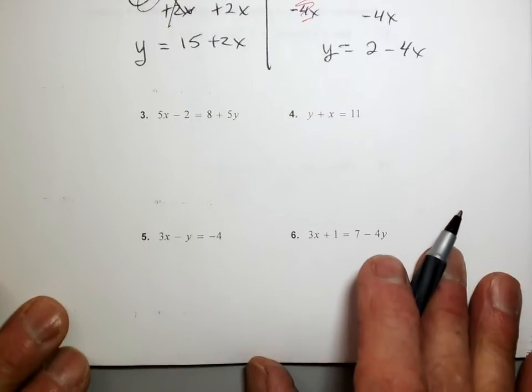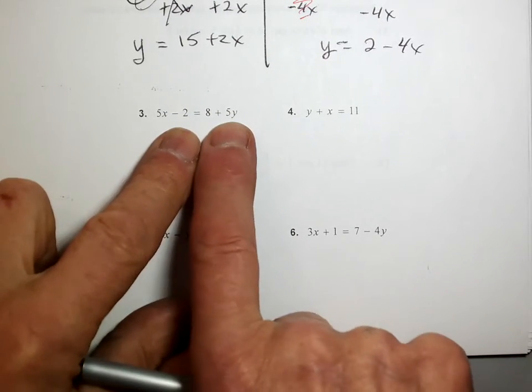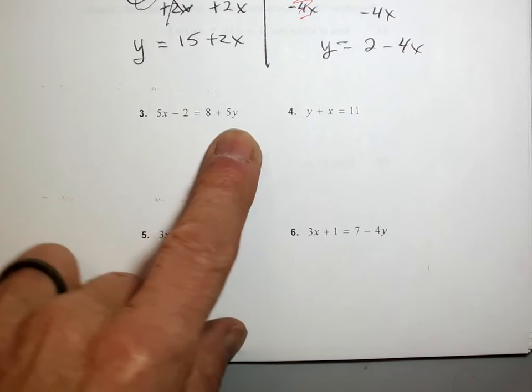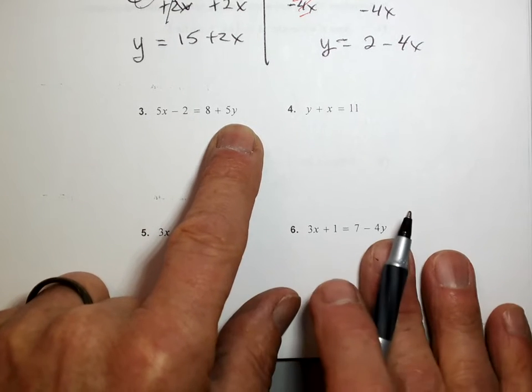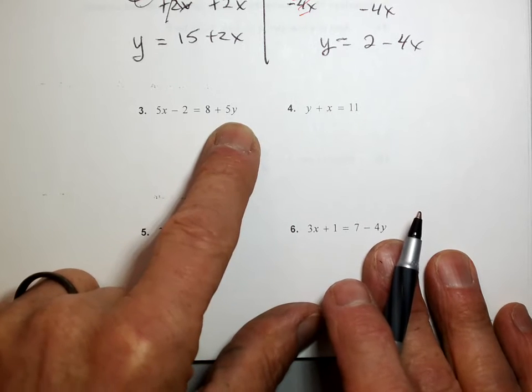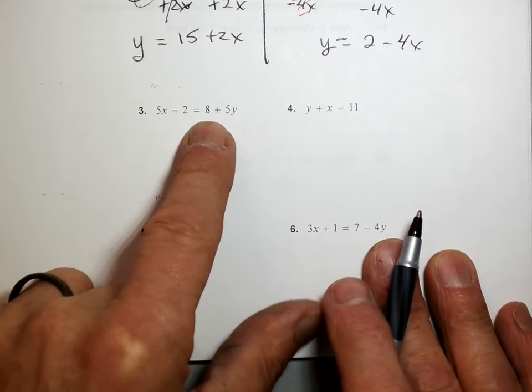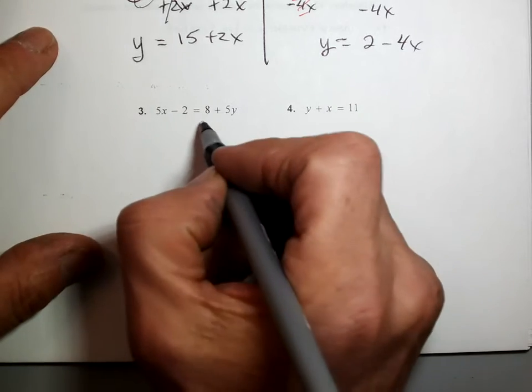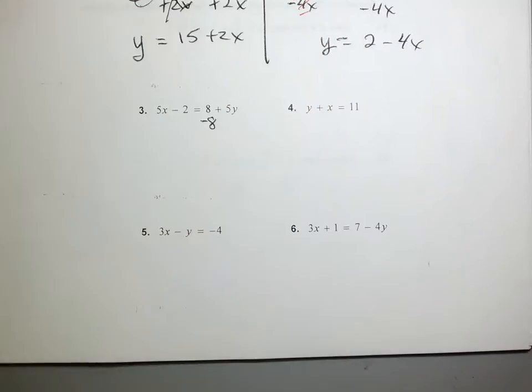Okay, number 3. Here's my y. I'm going to solve for y. There's my y right there, 5y. The first thing I'm going to do is get rid of the 8, and then I'll get rid of the 5. To get rid of the 8, I'm just going to subtract 8. Now that's a real number, an integer.